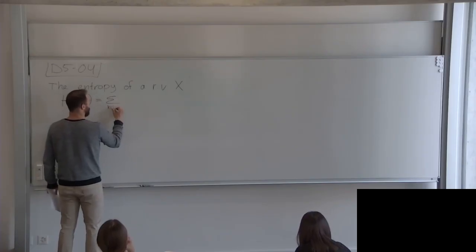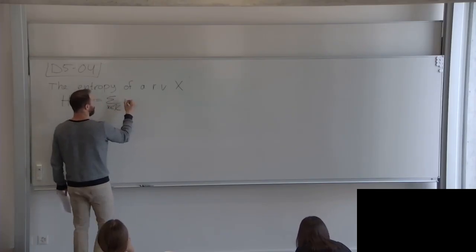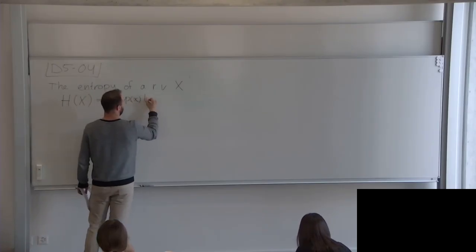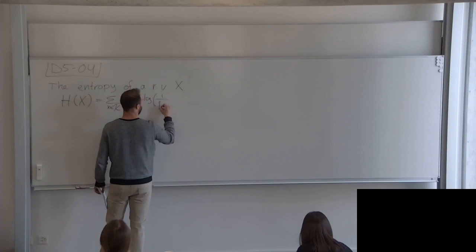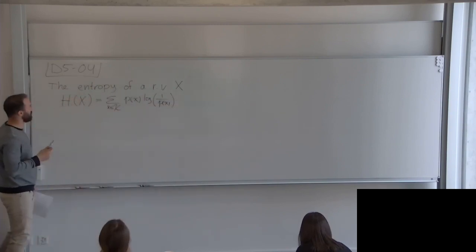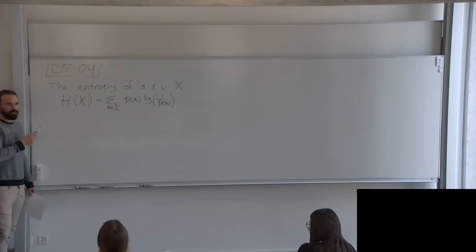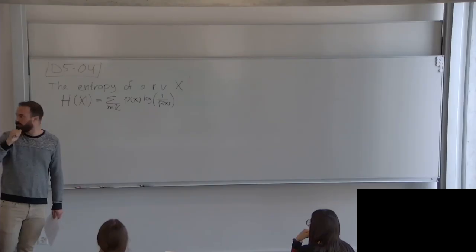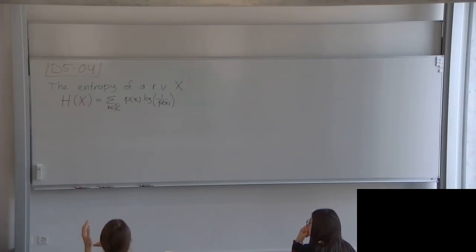You sum over all possible x's, p of x log of 1 over p of x. This was our definition of entropy, Shannon entropy. We obtained it as a minimization problem where we were interested in minimizing the expected length of a prefix code to communicate the outcome of that random variable. That was the context in which we were.